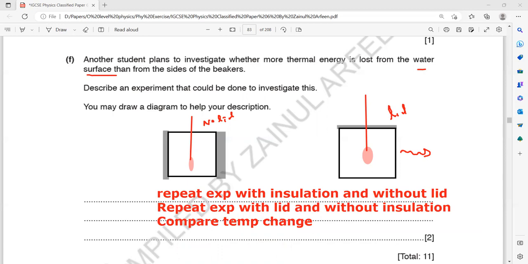Is this experiment clear? Yes, sir, clear.